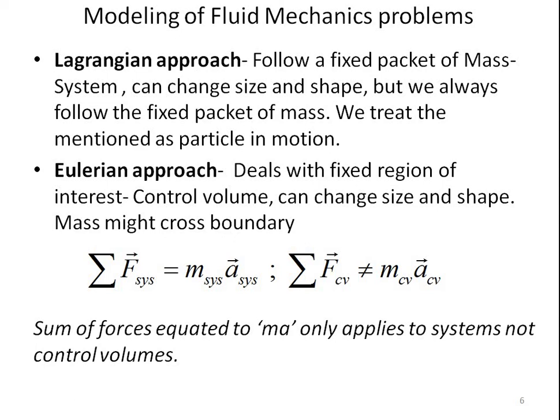But in the Lagrangian approach, we are following a fixed packet of mass. So we are concentrating on that lump of fluid which is coming in and going out. In this case, mass cannot cross the boundary. This is the main difference between the Lagrangian and Eulerian approach. We treat in the Lagrangian approach the mentioned particle as in motion, but we always follow that fixed packet of mass. So many of the laws in continuum mechanics are basically such as Newton's second law.